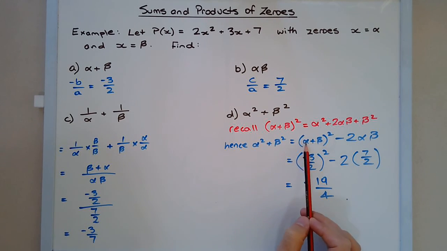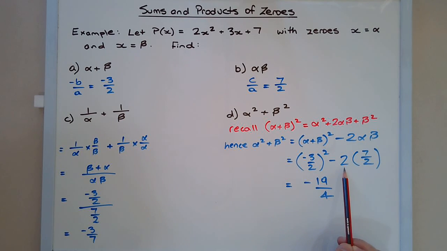However, we do know the value of alpha plus beta, so that's negative 3 on 2, and we square that, minus 2 times the product of the roots, alpha beta, and we know that that's 7 over 2, and that evaluates to negative 19 on 4.